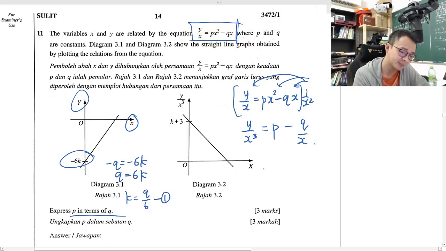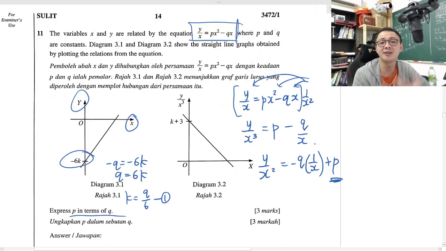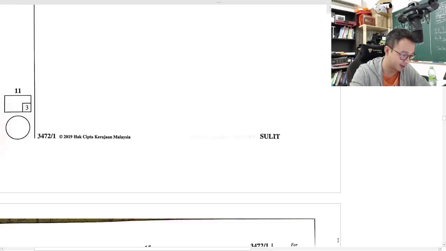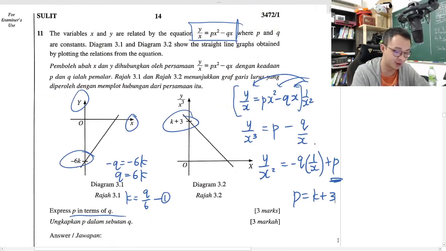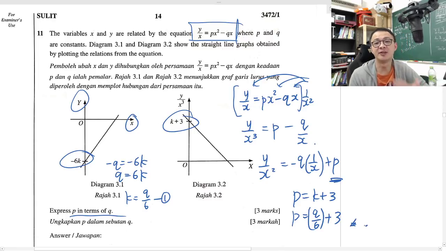Alright, so then by solving this one, I know my horizontal axis is 1 over x, plus p. And what is p? p basically is my c value. My c is k plus 3. So p actually equals k plus 3. Alright, so what does the question want? Yeah, they ask to express p in terms of q, right? So therefore, I have my k. My k is what? q over 6 plus 3. This is my k, right? So this is my final answer, p in terms of q.